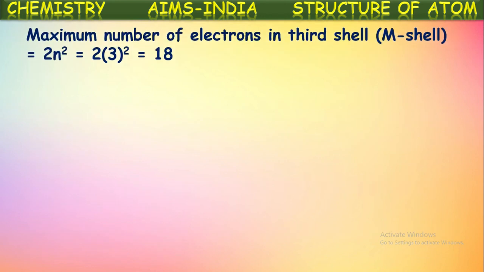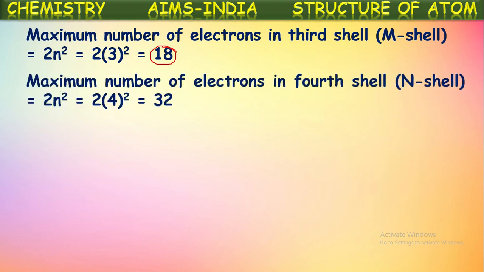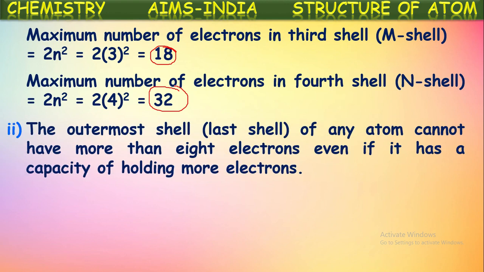Let us see the remaining shells also. The third shell, that is the M shell, can accommodate 18 electrons, because if we substitute 3 in place of n, we get 18. And the fourth shell, the N shell, can accommodate a maximum of 32 electrons. Even though they can accommodate this many electrons, the next rule is that the outer shell of an atom cannot have more than 8 electrons, even if it has the capacity of holding more. The outermost shell of an atom can have a maximum of 8 electrons only. If it is filled with 8 electrons, the remaining electrons will go into one more outer orbit.